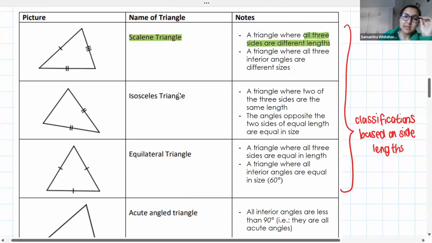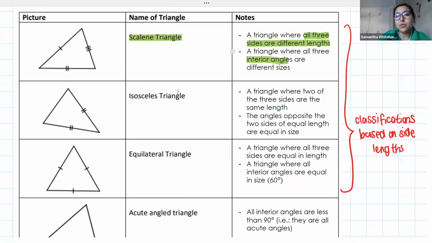What that then means is that all three interior angles are also different sizes. And if any of you have started to learn your triangle geometry reasons, this sort of makes sense. When we look at the relationship between sides and angles, we do see that depending on the length of a side, the angle opposite it has a relationship. But a scalene triangle is a triangle where all three side lengths are different, and therefore all three interior angles are different sizes.